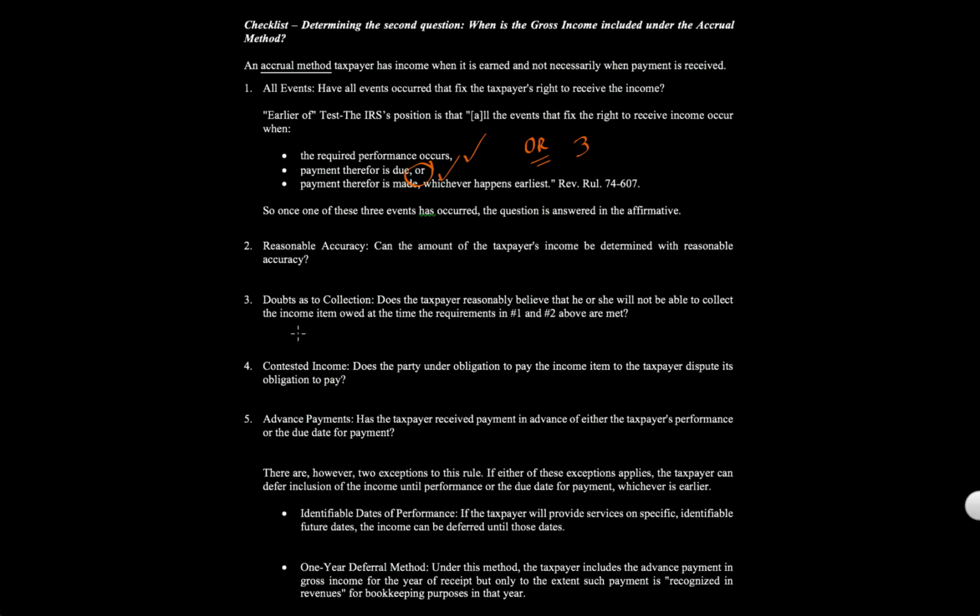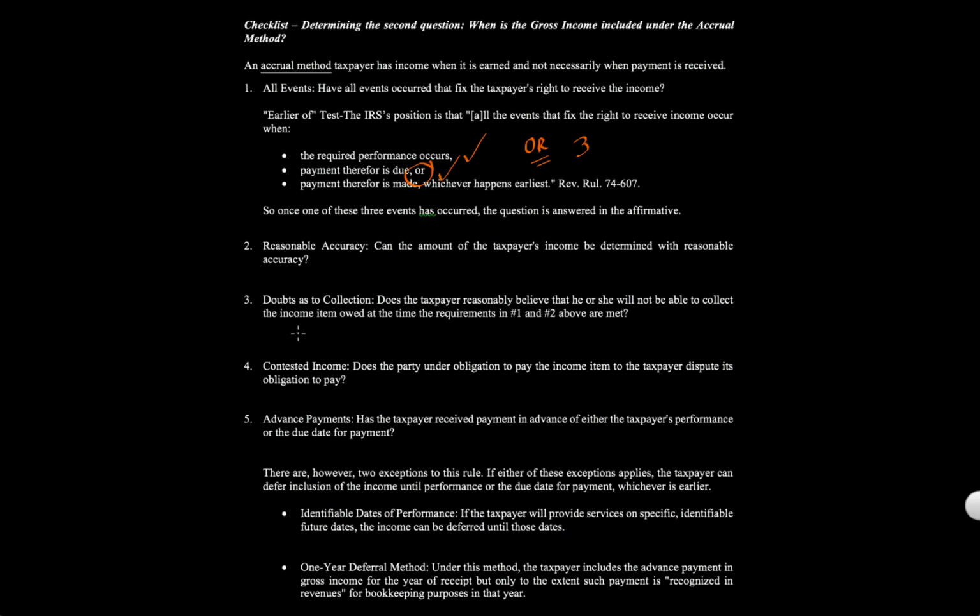The next is contested income. Are there any disputes with respect to the obligation to pay? Is it possible that it's more of a contingent item? If so, again, we have to stop. Number 5 is advance payments. Has the taxpayer received a payment in advance of either the taxpayer's performance or the due date? If so, then recording happens.